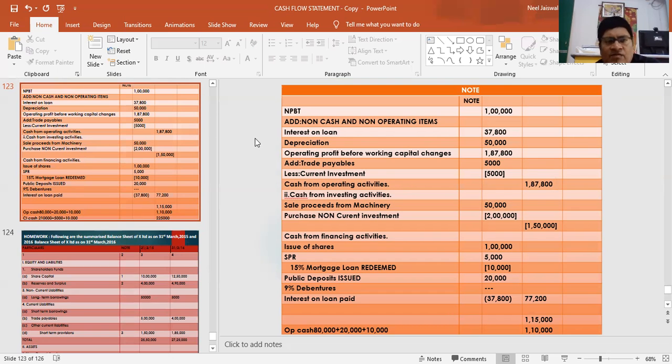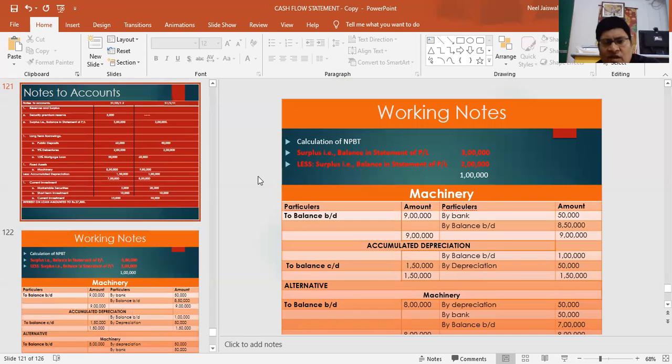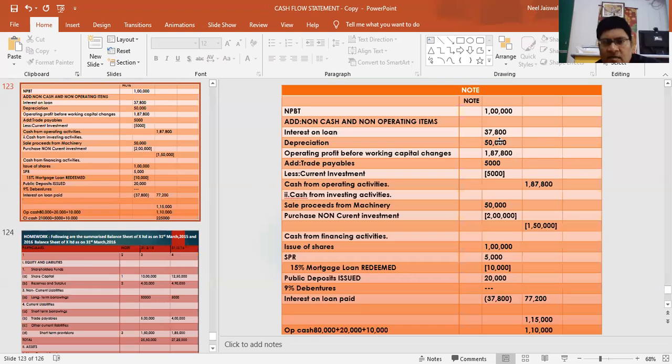Depreciation, we have to calculate depreciation, and for that we have to open our accumulated depreciation account. The opening balance, that is 2011's balance, is 1 lakh, 2012's balance is 1 lakh 50,000. The balancing figure we have to take as depreciation. So 50,000 is depreciation. So we add back depreciation. There is nothing to subtract as such, no amount is given. So we have operating profit before working capital changes 1,87,800.